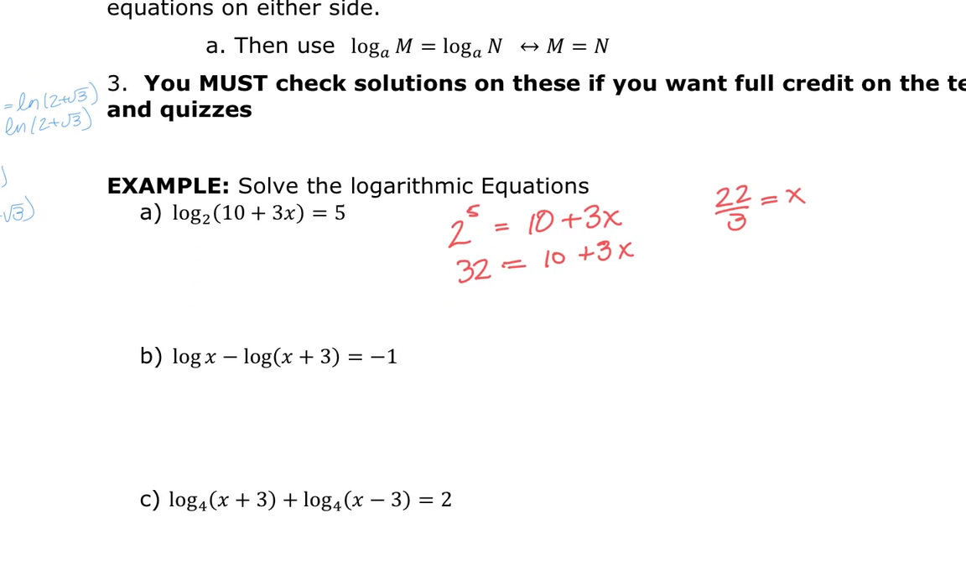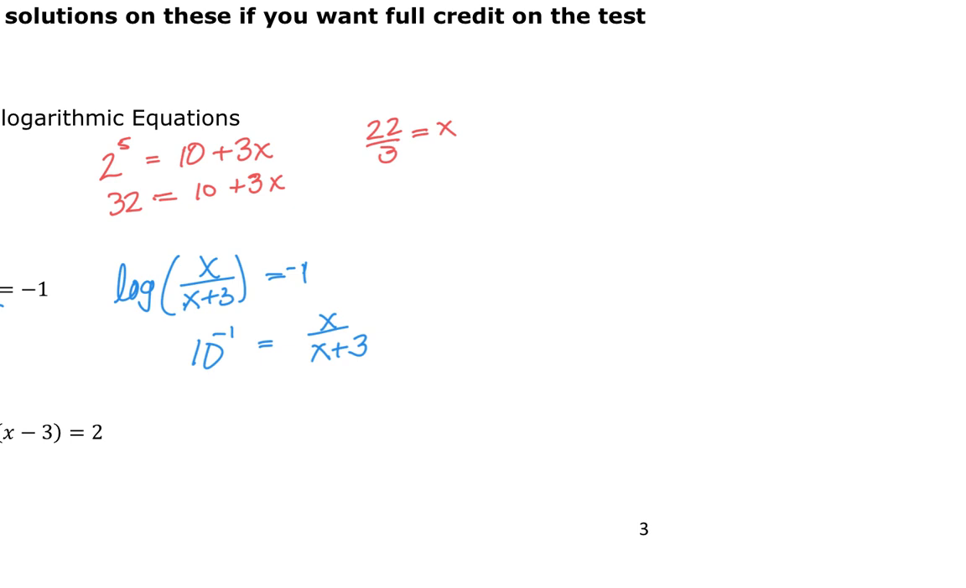On part B, what I'm going to do is bring this together so I can turn it into its equivalent exponential. So this is going to be the log of x divided by x plus 3 is equal to negative 1. Now I'm going to turn it into its equivalent exponential. Since it's a common log, it's base 10, so 10 raised to the negative 1 is equal to x over x plus 3. Multiplying both sides by x plus 3, I'm going to get 10 to the negative 1 times x plus 3 is equal to x. Now I'm going to distribute, so I'll have 10 to the negative 1 x plus 3 times 10 to the negative 1 is equal to x.